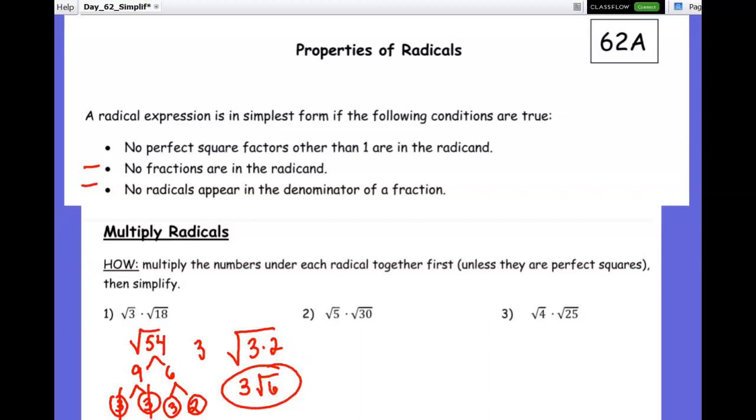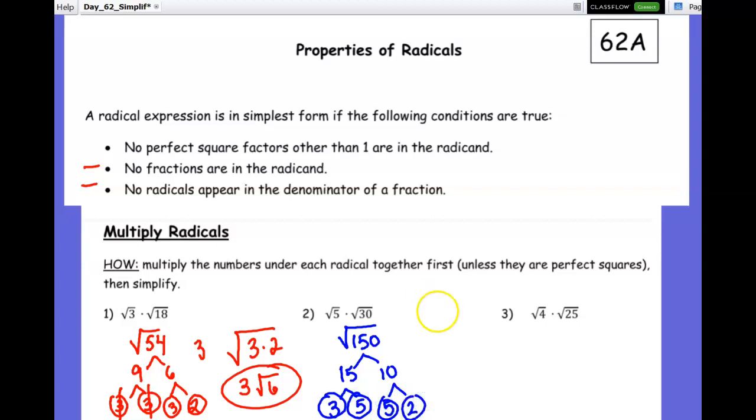Okay, so the second one, we multiply again together. We get 150. Okay, I'm going to start on prime factorization. I'll use 15 and 10. Remember, it doesn't matter what you start with. 15 is 3 and 5, so they're both primes, so I'm going to circle them. In 10, I have 5 and 2.